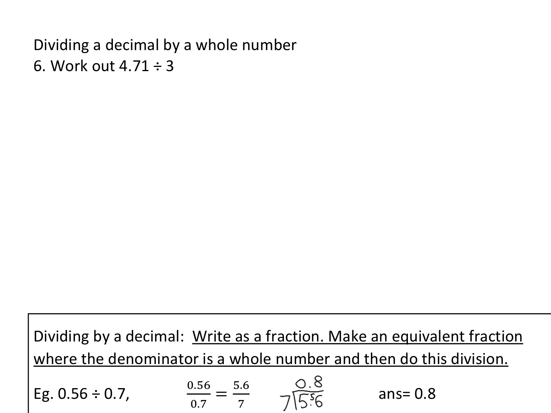Dividing a decimal by a whole number. Dividing a decimal by a whole number isn't too bad. You can just divide by 3. We know our 3 times tables, so we should be able to divide by 3.